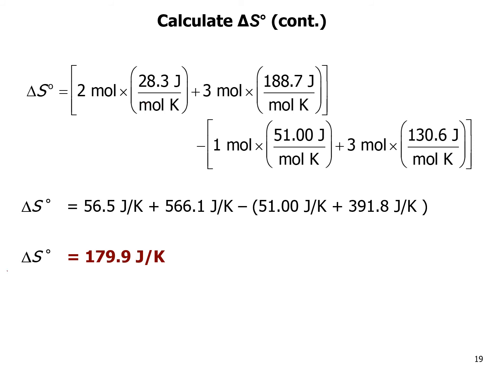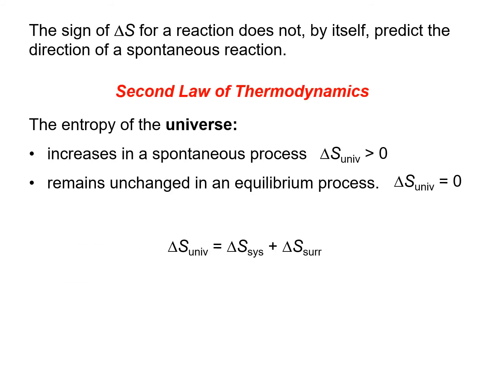Okay, so your final answer is delta S naught 179.9 joule per Kelvin. Okay, so let's move on to the next.